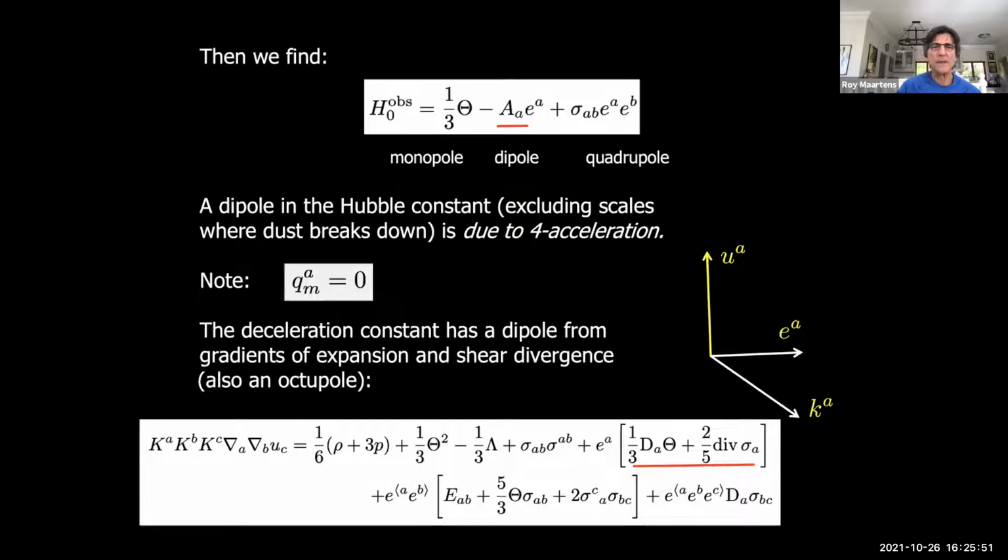The deceleration constant itself also has a dipole from gradients of the expansion and from the divergence of the shear, because again, it can't be sourced by the 4-acceleration, which is zero. It also has an octopole, by the way. It has this term here. So this is quite an interesting expansion, which I won't go into the details of, but it reveals, it connects in a way with some of the dipole discussions that we've been having about the Hubble constant and the deceleration parameter, but it connects in a way that I'm not really sure of, so I'm not claiming that I have an answer.